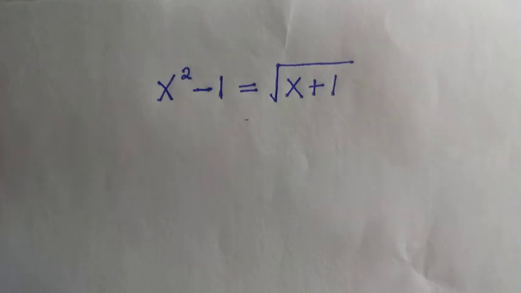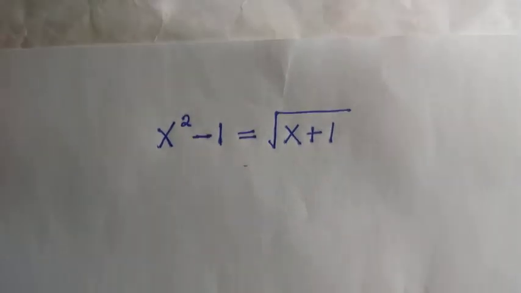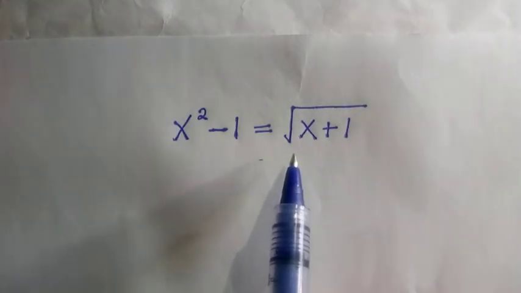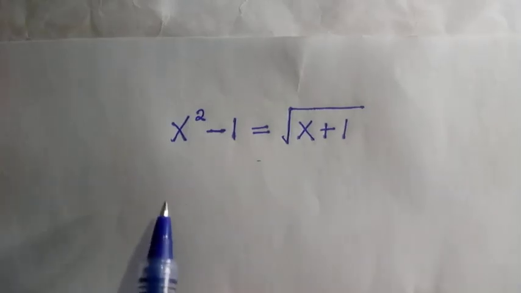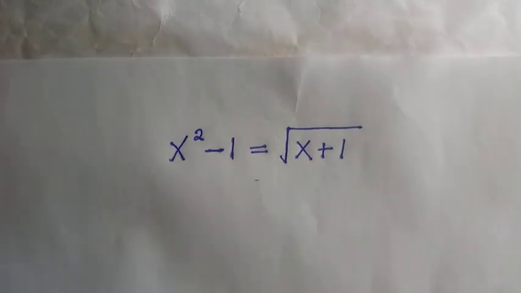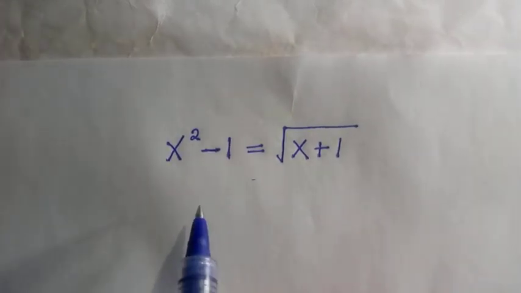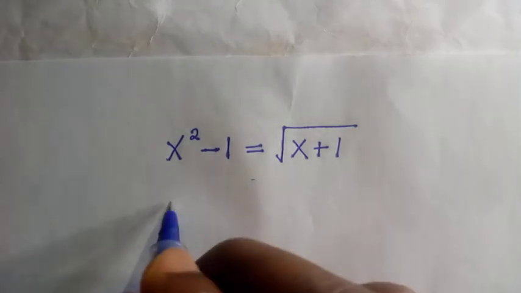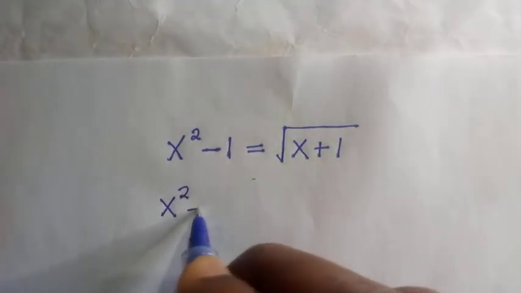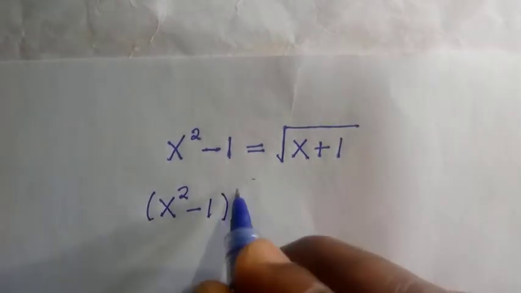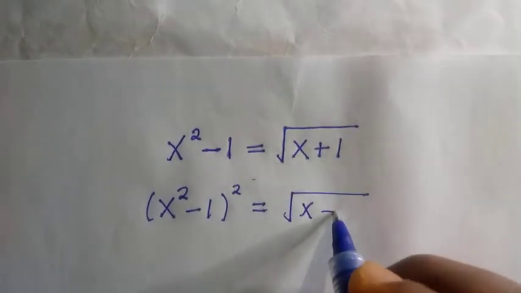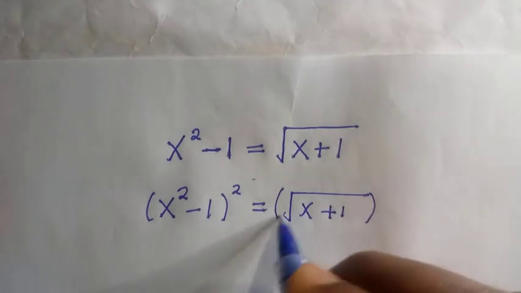We want to solve these nice radical equations coupled with algebraic equations where we have x squared minus 1 equals the square root of x plus 1. I want to find all the solutions that satisfy this. Given this kind of problem, we are going to take the square of both sides, as we have (x^2 minus 1)^2 equals (the square root of x plus 1)^2.